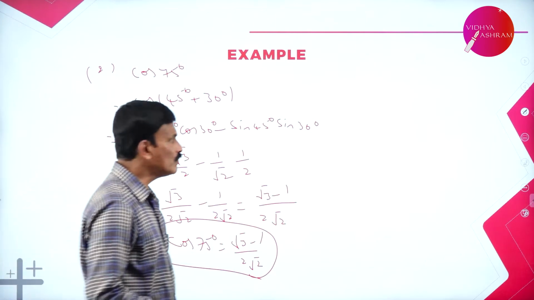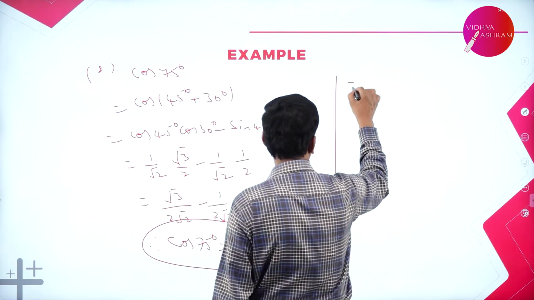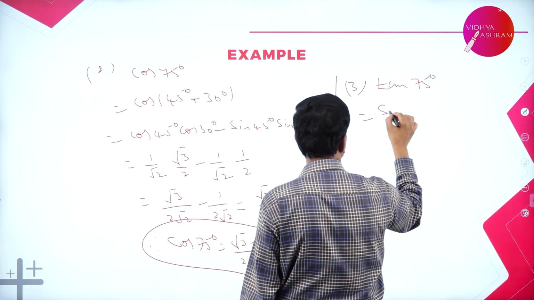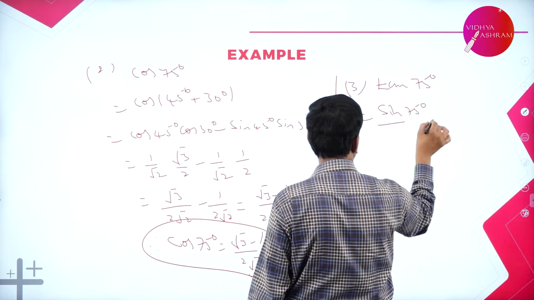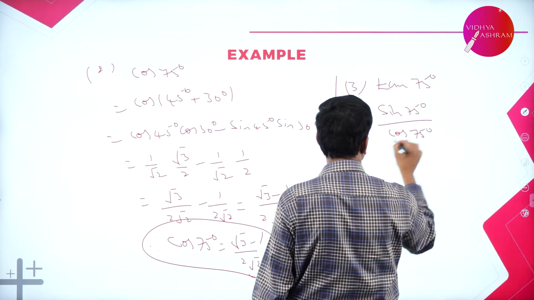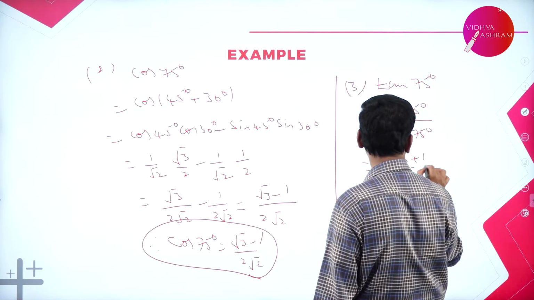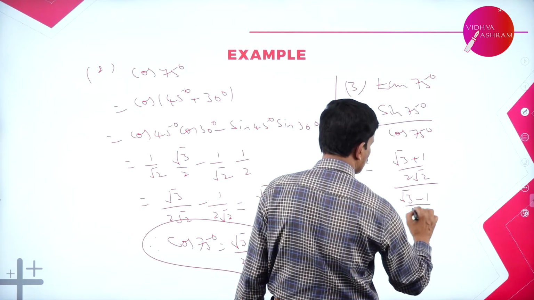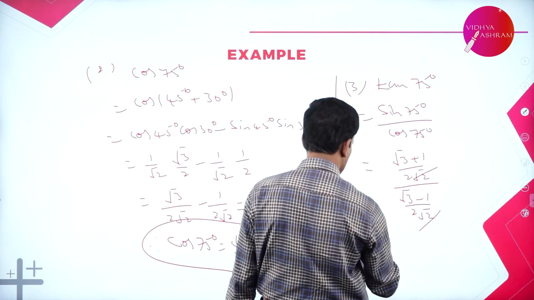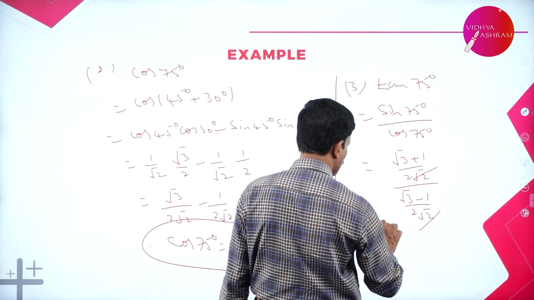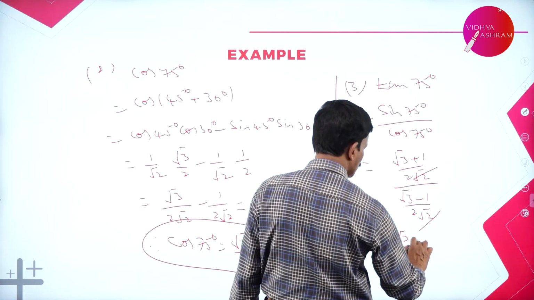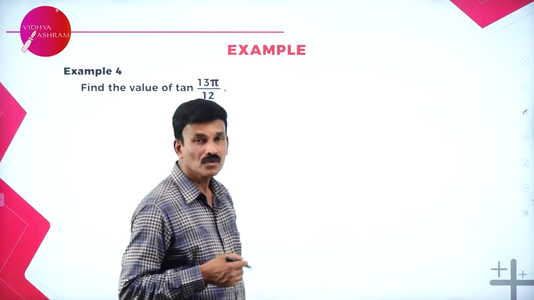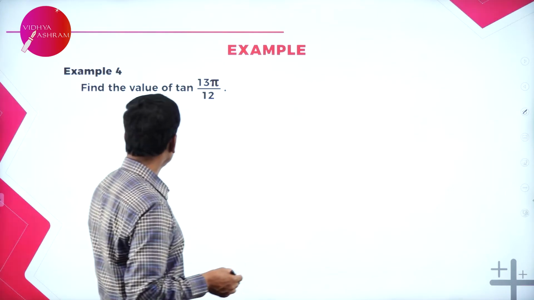Now come to the third one. What is the third one? Tan 75. Tan 75 can be written as sin 75 by cos 75 degrees. Root 3 plus 1 by 2 root 2 divided by, what is cos 75? Root 3 minus 1 by 2 root 2. These two get cancelled. Therefore, tan of 75 degrees is equal to root 3 plus 1 divided by root 3 minus 1.